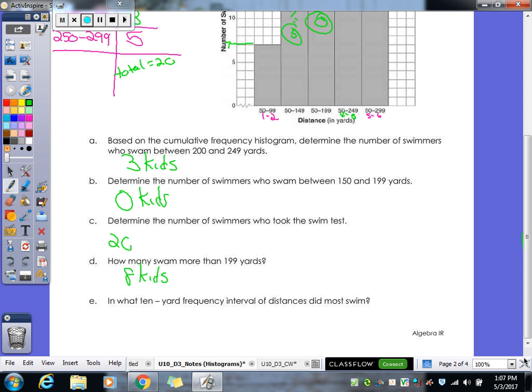And what 10-yard frequency interval of distances did most swim? Again, most means the mode. And if I go up there, the most, remember, was the very first one. There were 7 kids. That was 50 to 99 yards. Of course, that's the easiest one. So most kids can do the easiest one, right? Yes?